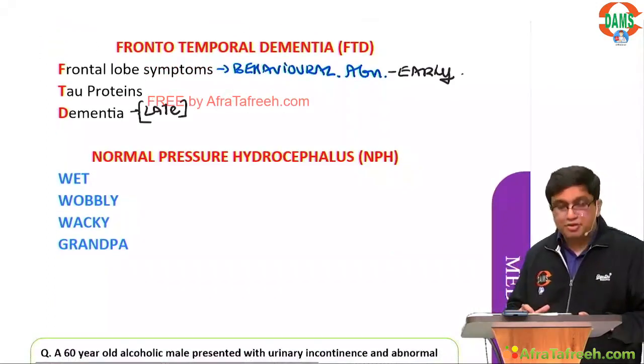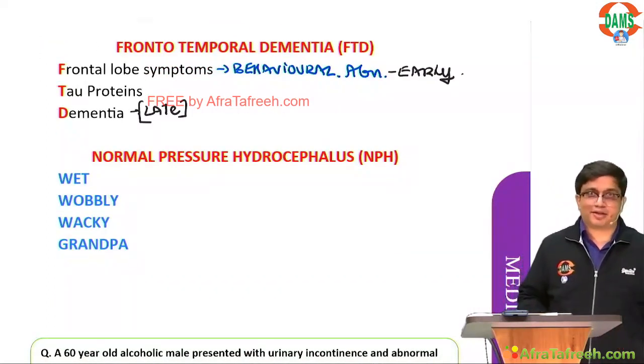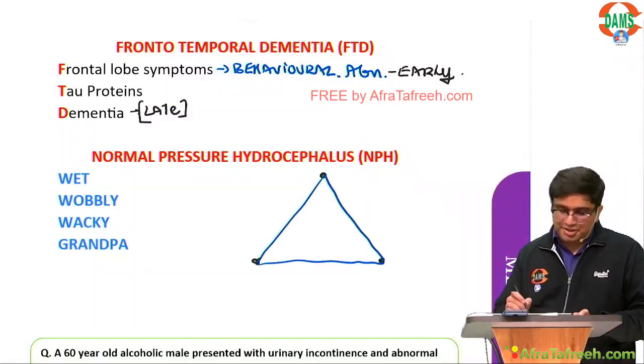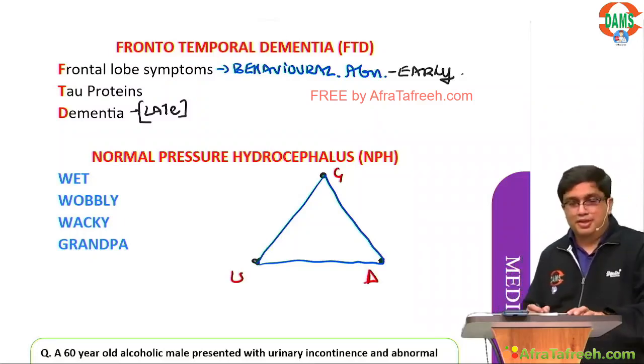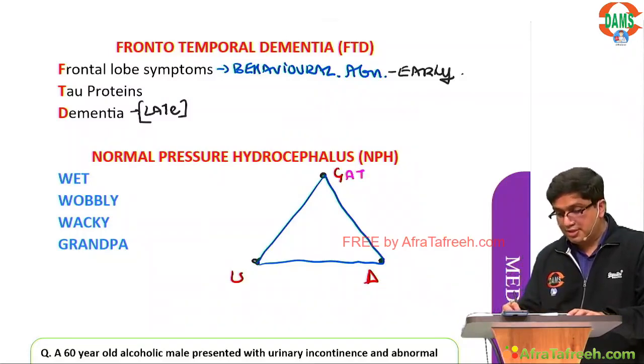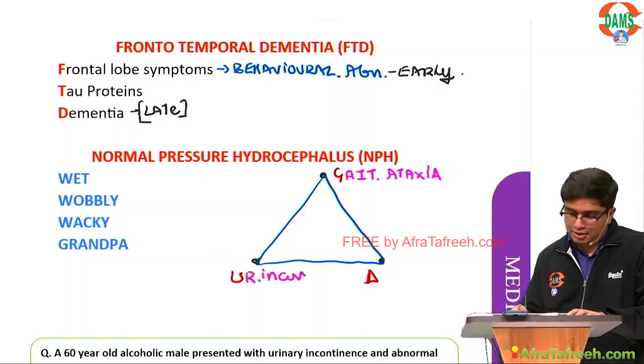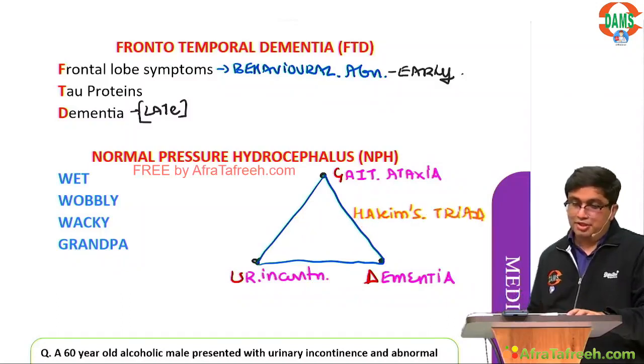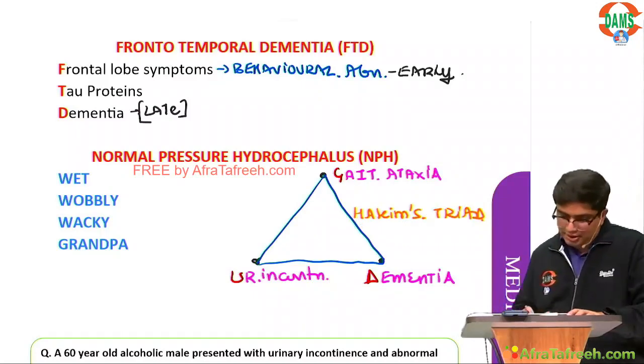Now we have an elderly man, a grandpa, who is wet, wobbly and wacky, identified by Hakim's triad, a triad simple to remember. The person is wobbly, in a sense they've got gait ataxia, they've got urinary incontinence, they've got memory loss or dementia. The great triad which our grandpa often presents with is Hakim's triad, in a patient of NPH. Simple. Let's answer this question.